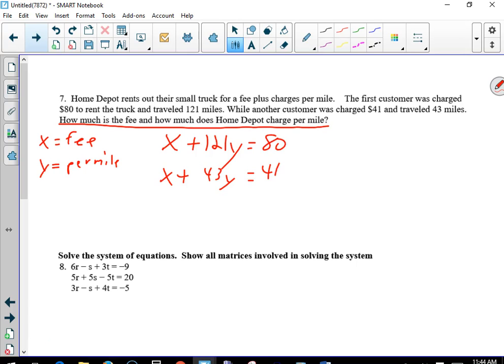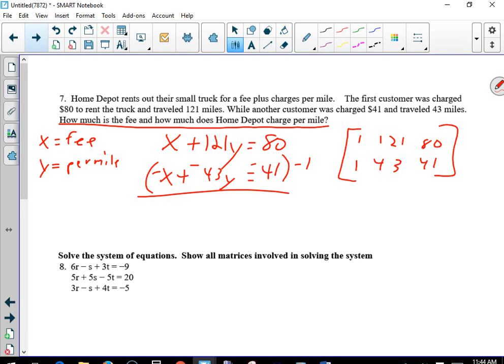These are really easy as a matrix, very easy. It'd be 1, 121, and 80, and 1, 43, and 41. But it's also really easy as an elimination problem, because all you do is multiply one of these by -1, and the x's cancel. I always go with the smaller one. So you can technically rewrite this and do that, or you can just go negative, negative, negative. That's simple, and add right here.